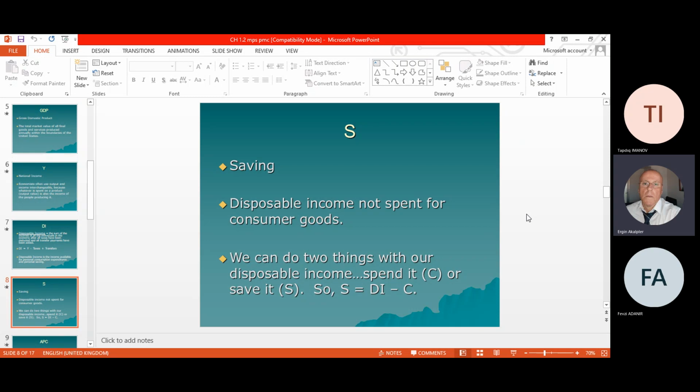So when we look at this equation, the disposable income, either you sum up consumption plus saving, which is then disposable income after the deduction of taxes, or saving is equal to disposable income minus consumption. Either way, it can be represented in the equation, and we can do two things with our disposable income, spending or saving, as I said to you, and saving is a must, or is expected to be realized in every economy.